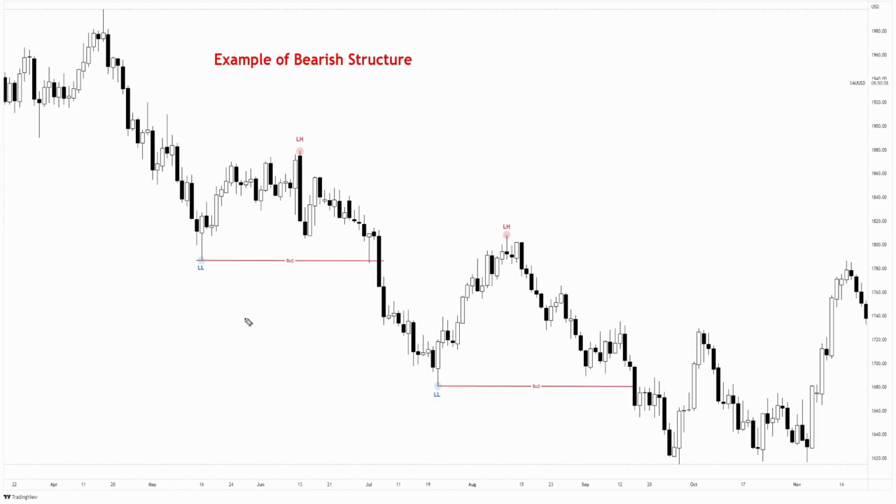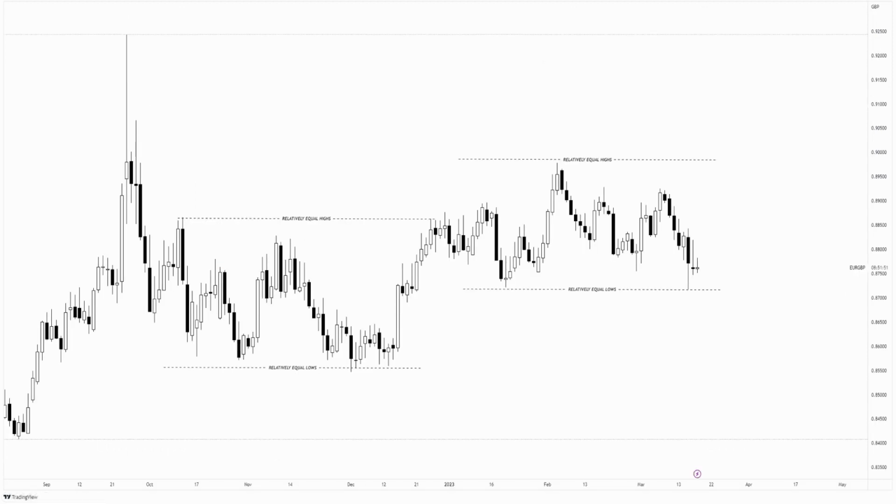Now, here is an example of a downtrend. You see a series of lower lows followed by lower highs. The break of structure to the upside confirms a high point to be a lower high, and so on. And this is an example of a sideways market, where you see equal highs and equal lows. Well, actually not really equal. So this is relatively equal highs and relatively equal lows.